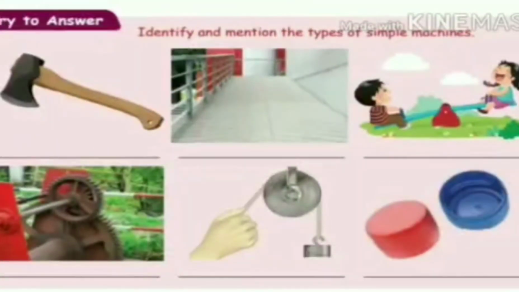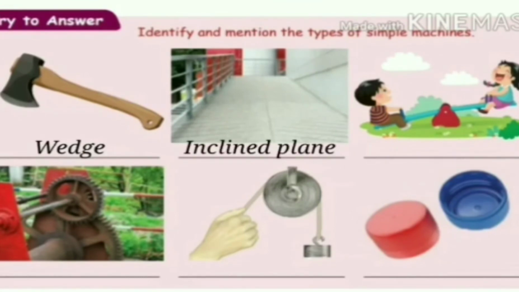Now we are going to see the second exercise. In this, you want to identify and mention the types of simple machine. The first picture, you can see what? Axe. Yes, it is of wedge shape. In the second picture, you can see a floor with high and low. So it is an inclined plane.